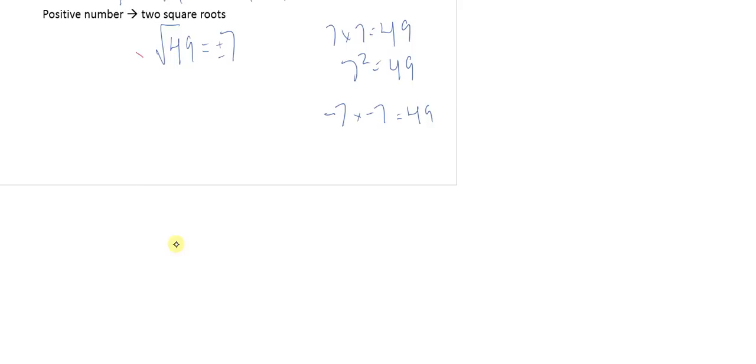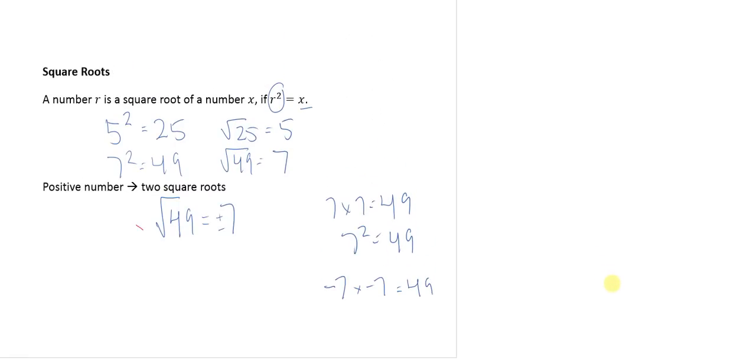So this applies to any square root. If we have a square root of a positive number, it actually has two square roots, a positive and a negative. So let's use the example again of 25. The square root of 25 is equal to positive 5 and negative 5. Or we can often write this as plus or minus 5.